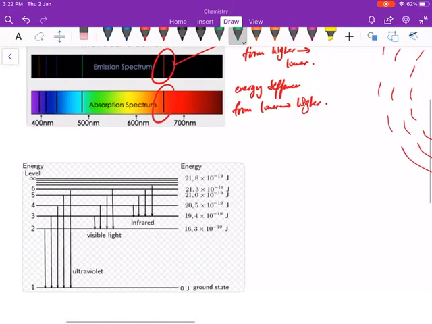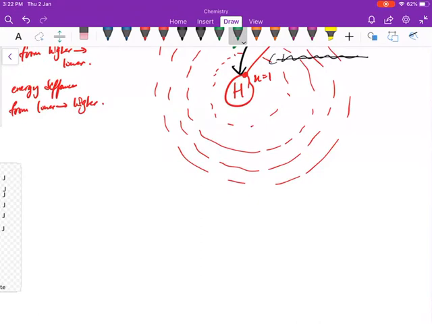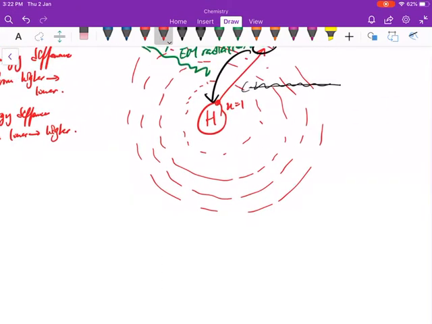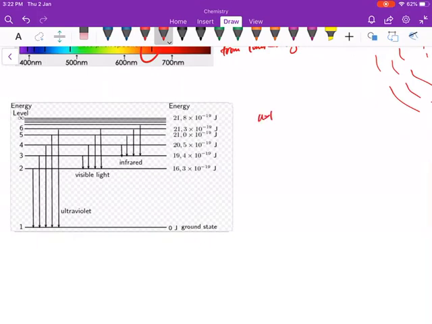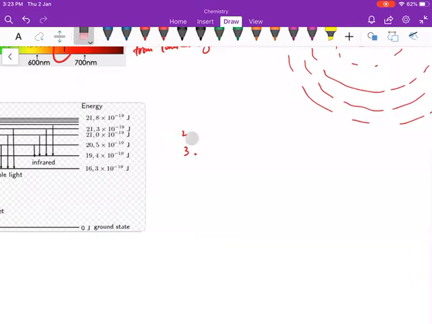Now I would like to explain a bit more and add to that. There are certain energy levels, n equals 1, n equals 2, and n equals 3, that we need to know and be careful of. Whenever you have an unknown energy level dropping down to n equals 1, we call that the Lyman series. When you have some energy level dropping to the second energy level, we call that the Balmer series.